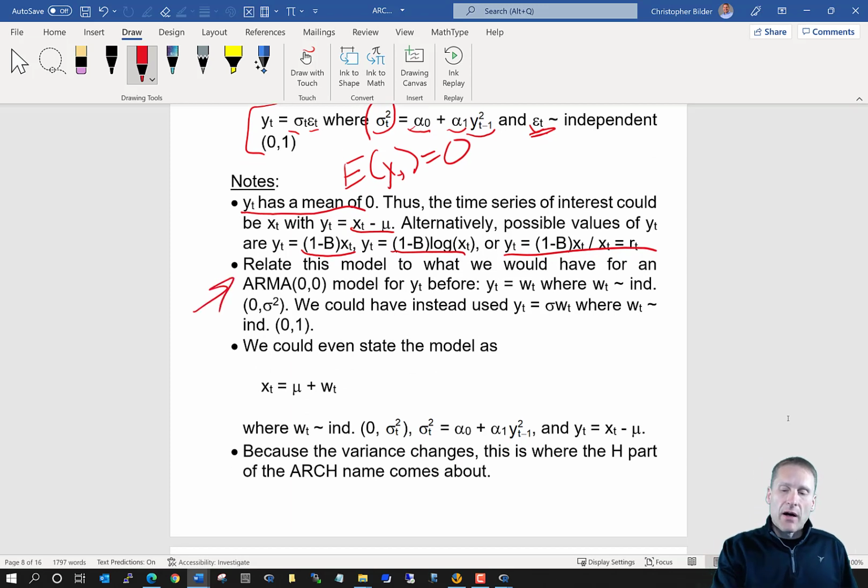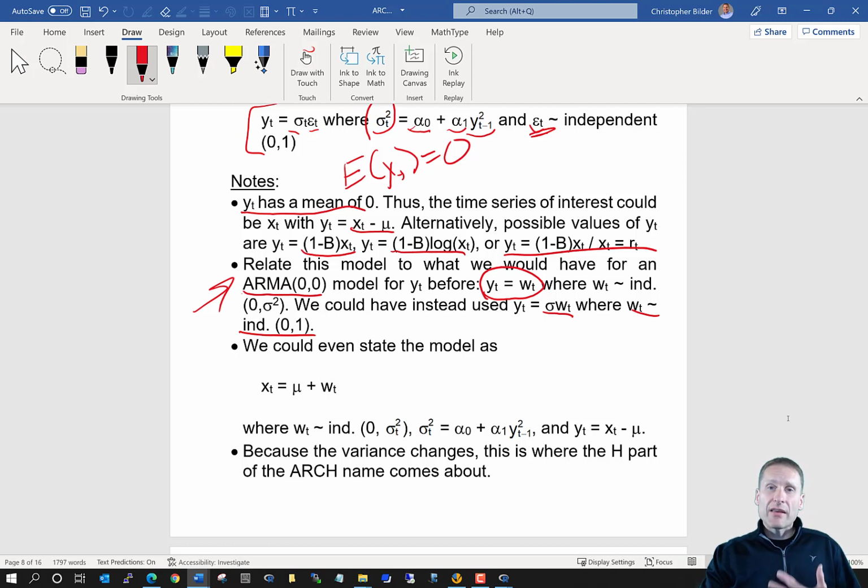And we could relate this model then to what we would have for, let's say, an ARMA 0,0 model. So perhaps, let's say y sub t does have a mean of 0. We could set y sub t equal to what we would normally have as w sub t for our past ARIMA models. w sub t, of course, is white noise, independent, mean 0, and variance sigma squared. Now, we could rewrite that model, though, like this, where we have sigma times w sub t, where now w sub t is independent with mean 0, variance 1.